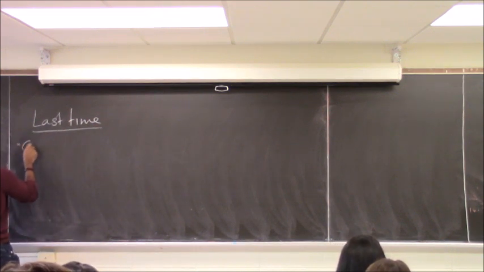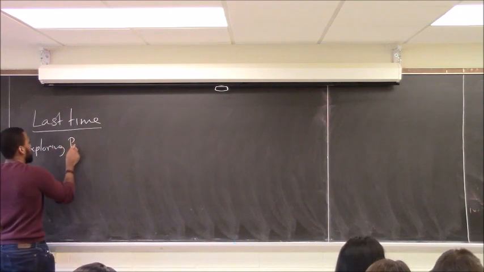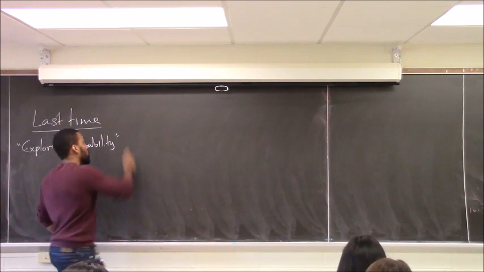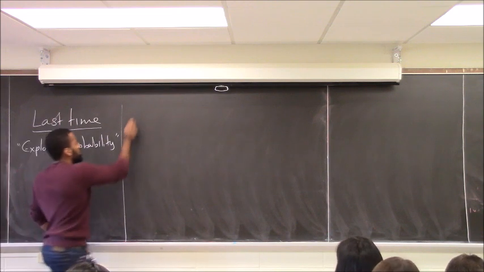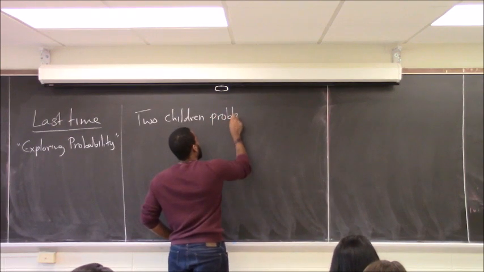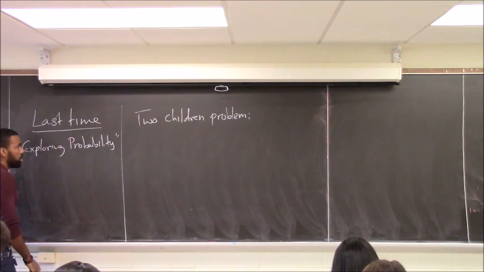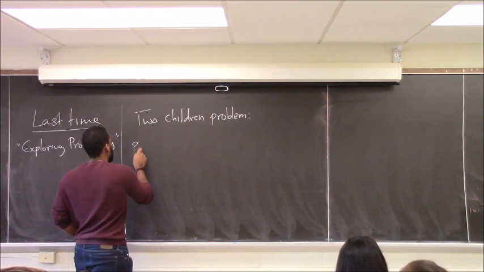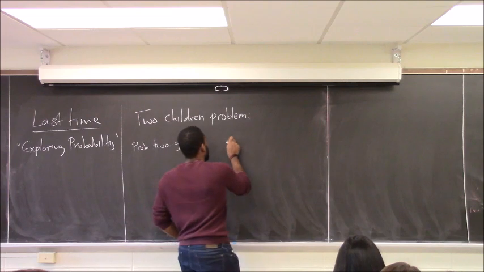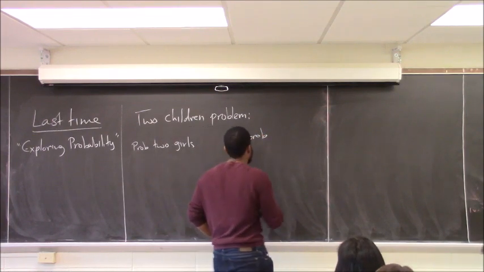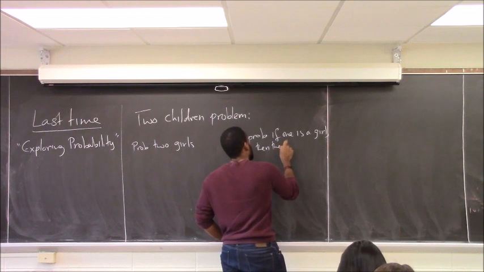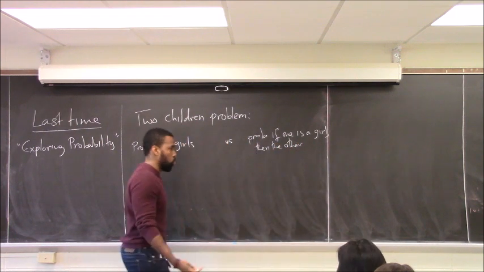We were really looking at probability weights for exploring probability. I wanted to run over a couple of the problems quickly. The two children problems. A couple has two children. What is the probability that they have two girls, versus the probability if one is a girl and the other is a girl? So it's like they have two girls, but you now have information that one for sure is a girl.